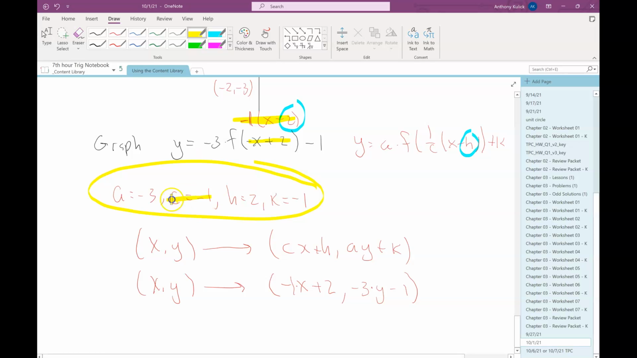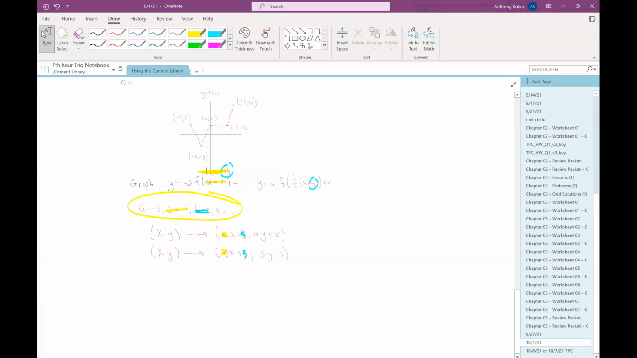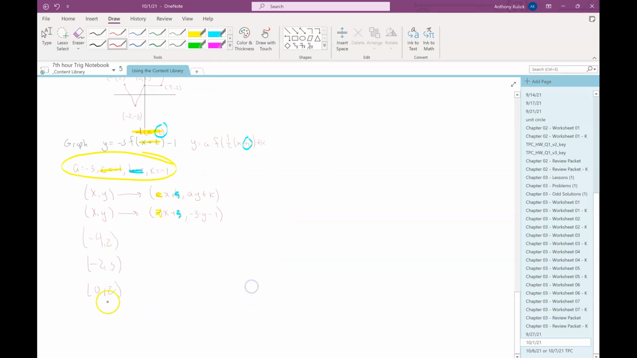c was -1, so in place of c, I put the -1. So I'm just plugging stuff in. h was 2, so where h was, I put 2. So the hardest part is getting our values for a, c, h, and k. And then all I need to do from there is use my points on my graph. So I'm just going to copy down those 5 points from my graph.